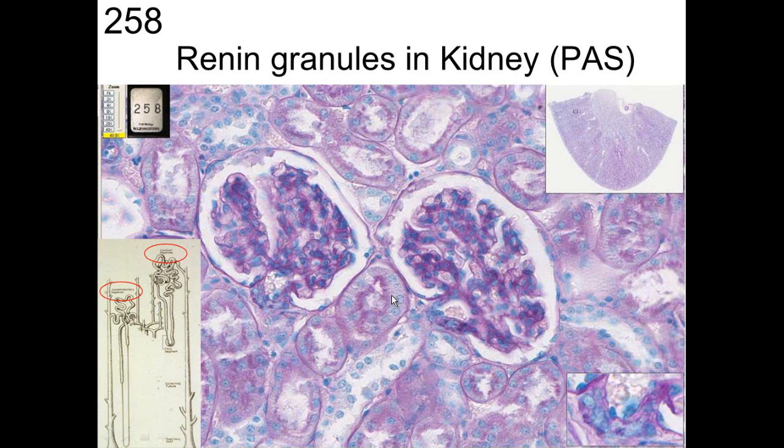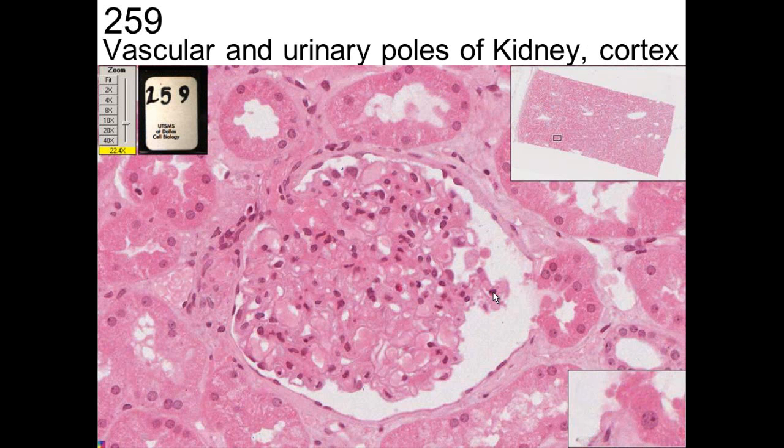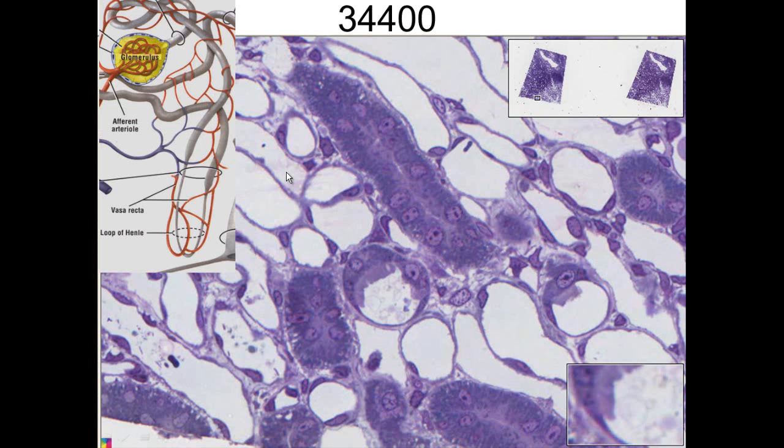Proximal tubule is right in through there, distal tubule right in through there, and we can see the renin granules that will be released. Here's in the cortex. We're right up here in the cortex. This is the beginning of the proximal tubule. So this is the urinary pole, and this is the vascular pole, and you can see where blood vessels are coming into that region.